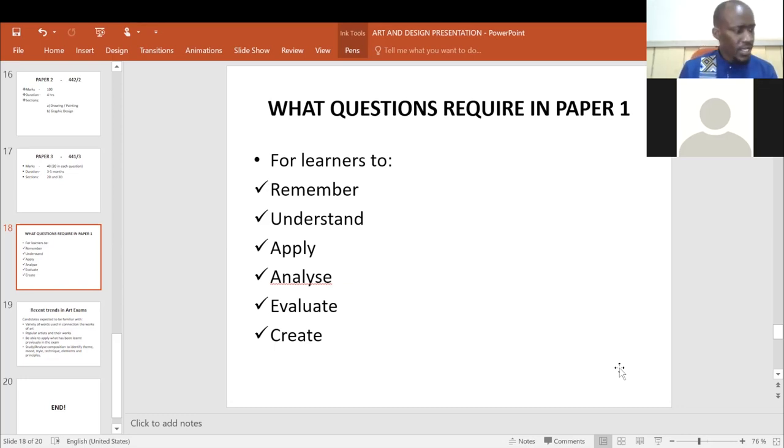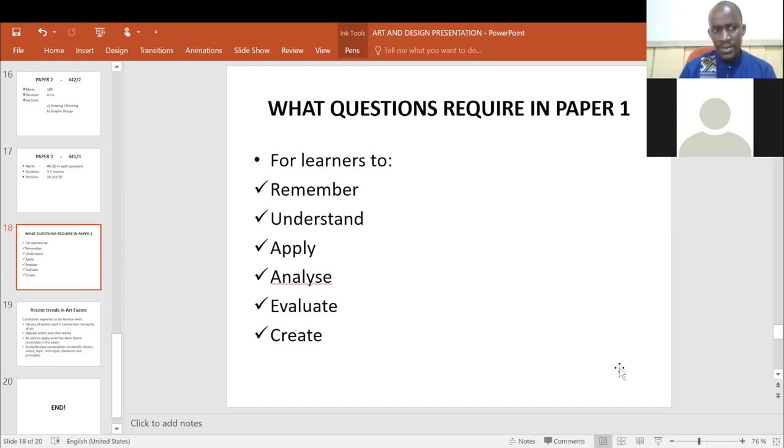It's about weaving. The first part of question 9 says, with the aid of a labeled illustration, describe the term wasting in reference to weaving. Now, the candidate must be able to understand what wasting is and how wasting occurs, or what causes wasting in weaving.